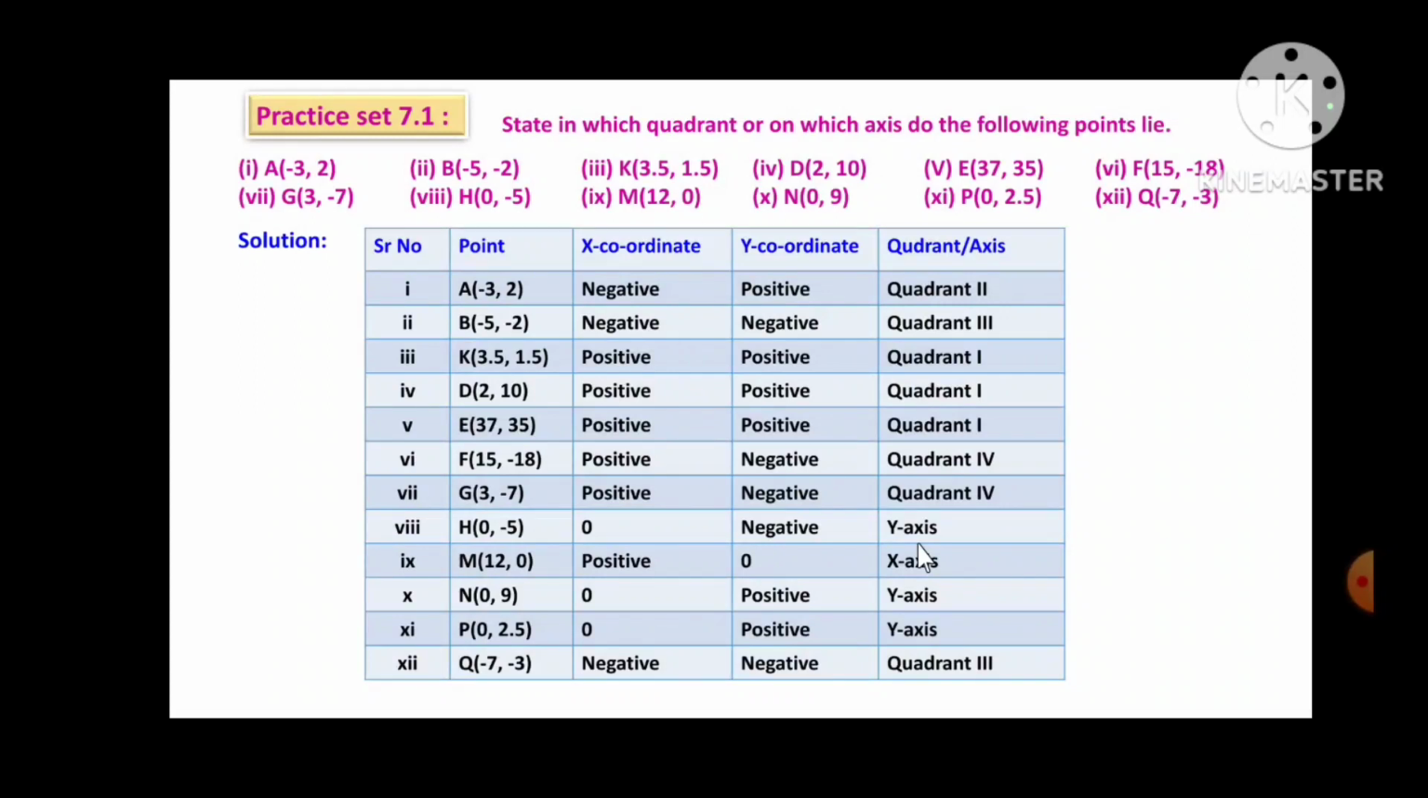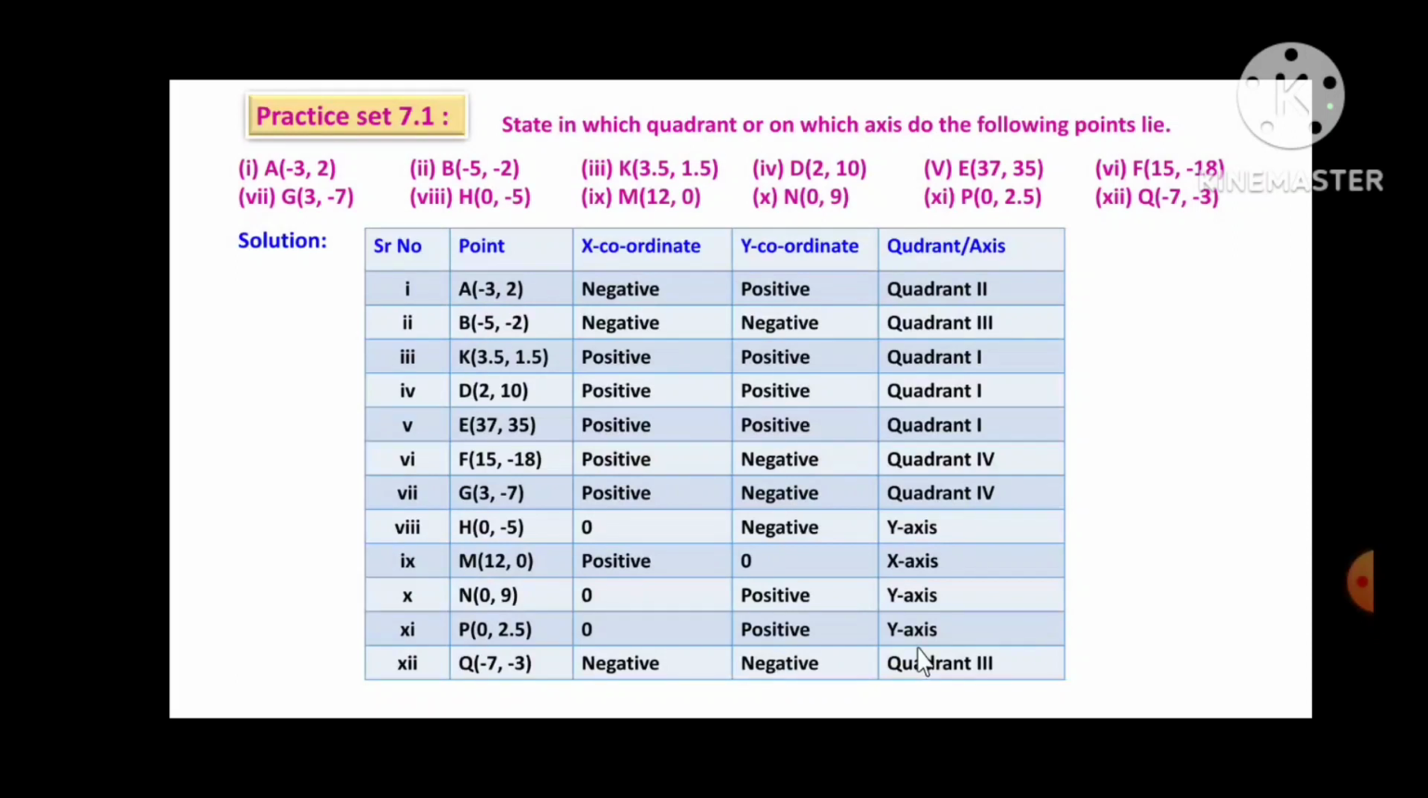Next, M(1, 0): the x coordinate is positive and the y coordinate is 0. Therefore, it is lying on the x-axis. N(0, 9): the x coordinate is 0, the y coordinate is positive, it is lying on the y-axis. P(0, 2.5): the x coordinate is 0, the y coordinate is positive, it is lying on the y-axis.